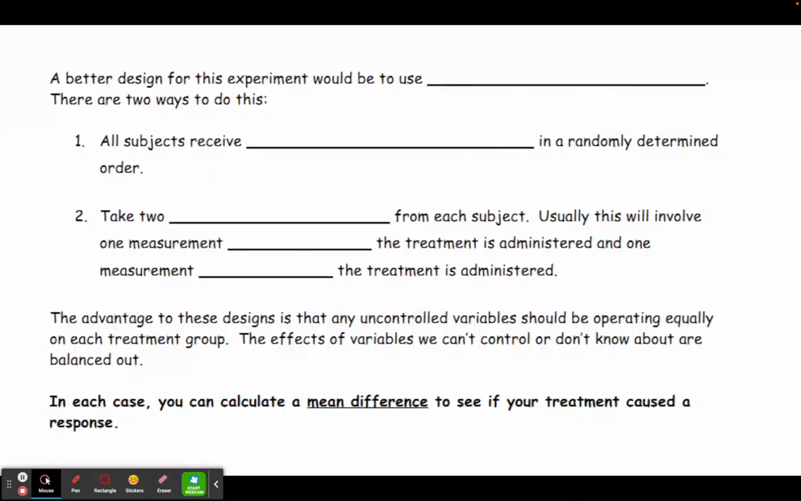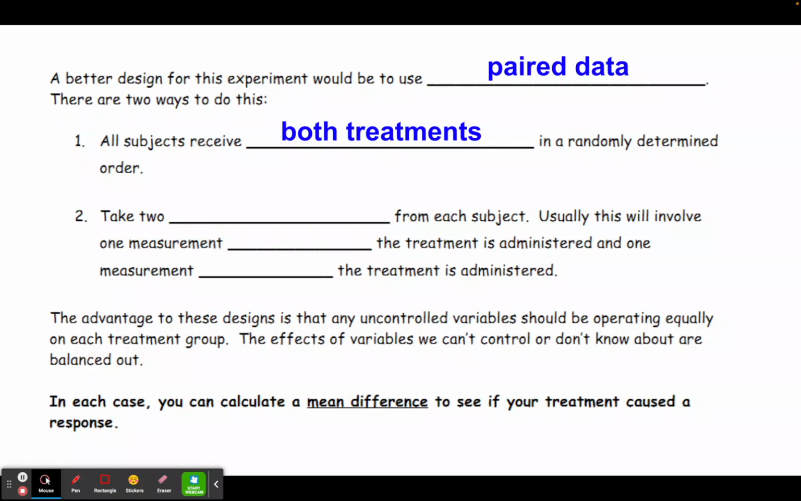So, a better way to design this experiment would be to use paired data, and there would be two ways that we could do this. Number one, we could have all subjects in our experiment receive both treatments in a randomly determined order. What this would mean in our golf experiment is that we would have all the members of our class use both putters, but we would randomly determine that one group of students would use the long putter first and the other group would use the short putter first.